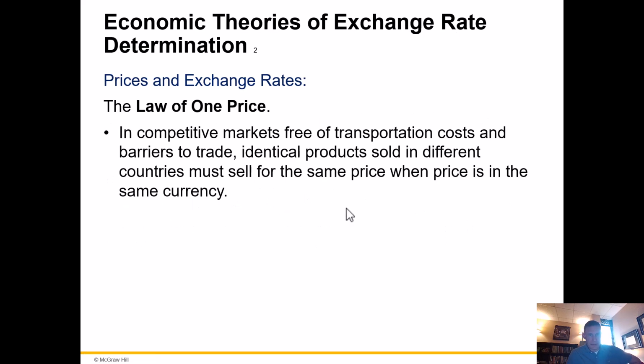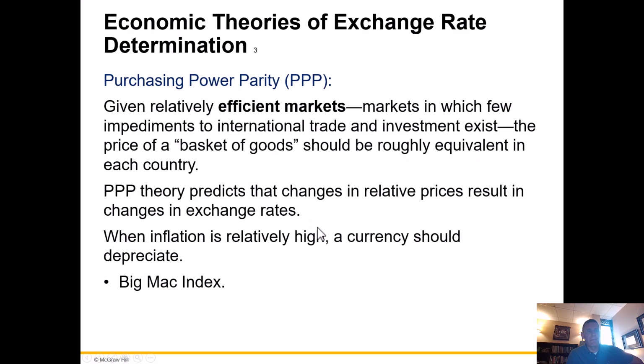The law of one price says that in competitive markets, free of transportation costs and barriers to trade, identical products sold in different countries must sell for the same price when price is in the same currency. With respect to PPP, purchasing power parity, think about what my money can buy in different places. Given relatively efficient markets, markets in which few impediments to international trade and investment exist, the price of a basket of goods should be roughly equivalent in each country. That's of course not always the case.